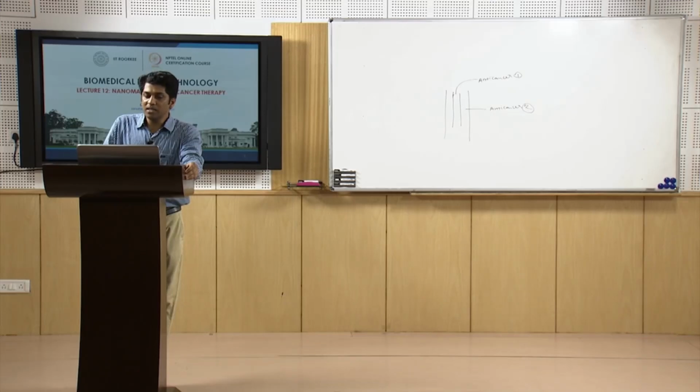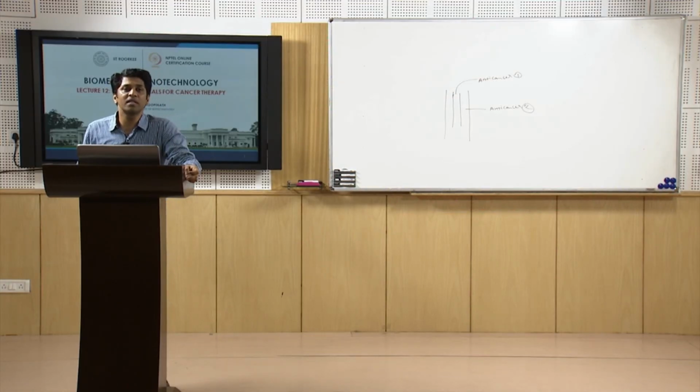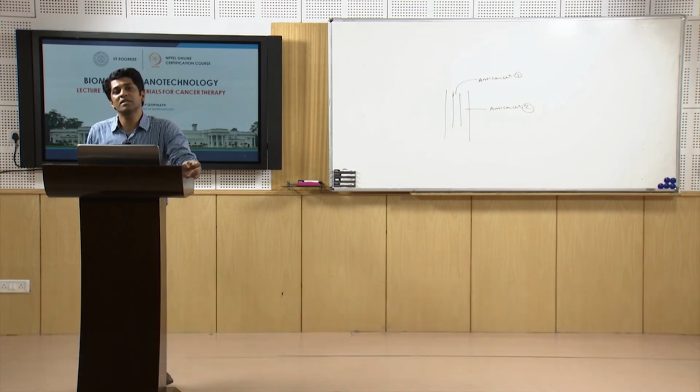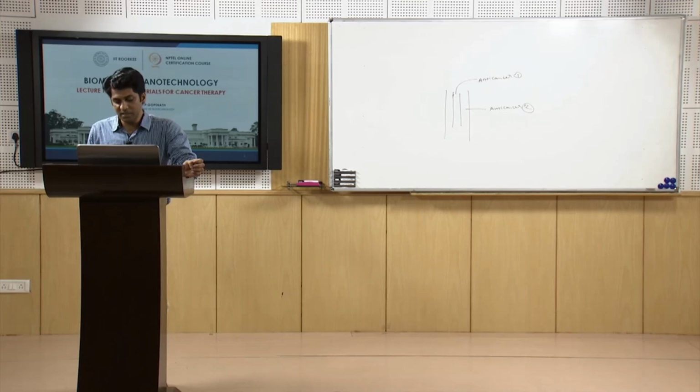So, let us see some of the barriers to this nanovector delivery. Some of the barriers are the endothelial and epithelial barrier, the reticuloendothelial system, enzymatic degradation and hemorheology. However, most of the barriers have already been overcome by recent advancement in nanotechnology, but some barriers still have to be overcome, so that we can make this nanotechnology based therapy an efficient therapy for cancer. I hope this nanotechnology will play a major role in protecting patients from this dreadful disease.